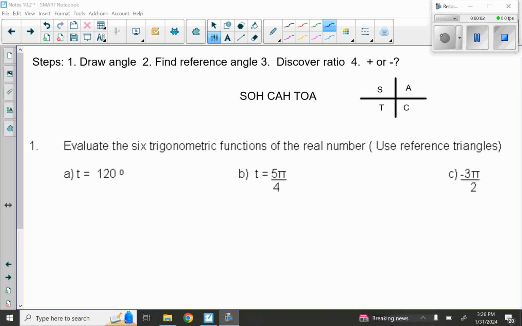All right, I'm going to try to make this as simple as possible. I'm also not going to do the full notes. It does say to evaluate the 6 trigonometric functions for the real number. Use reference triangles. Each example, I'm only going to do 2 trig functions, just so this video isn't like an hour long.